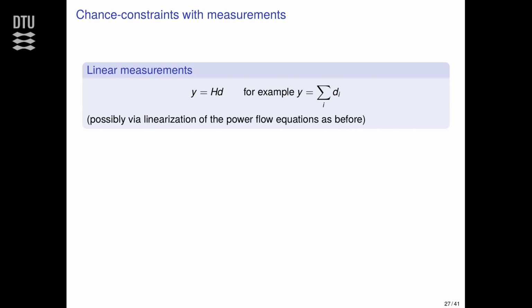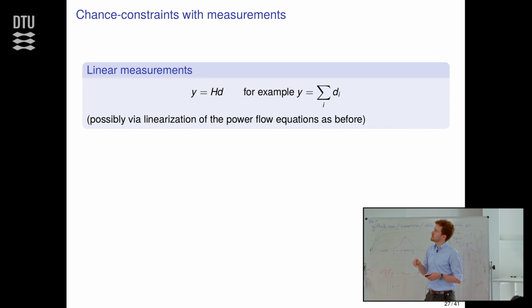And it's the following. So first of all, we restrict to linear measurements. I told you already why we need linear stuff. So our measurement is y equals h times d. Okay, we have this linear measurement on the uncertain parameter of the system. For example, h is the vector of all ones because we measure the sum of d. Okay, that's just an example.